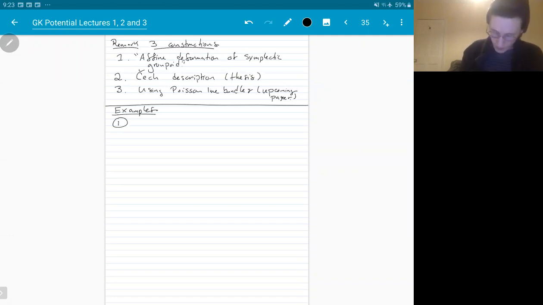So the simplest example, remember, we have this kind of degenerate generalized Kähler structure associated to a holomorphic symplectic groupoid, holomorphic Poisson structure.